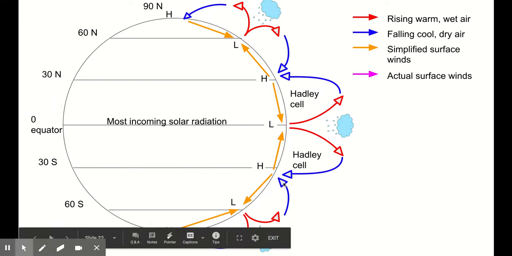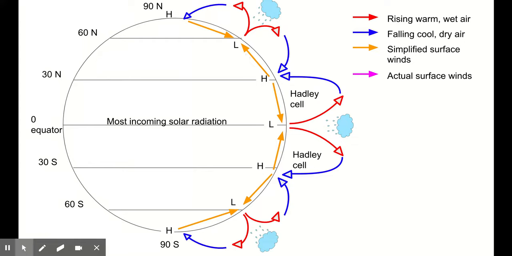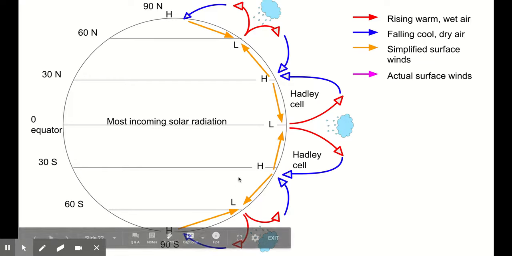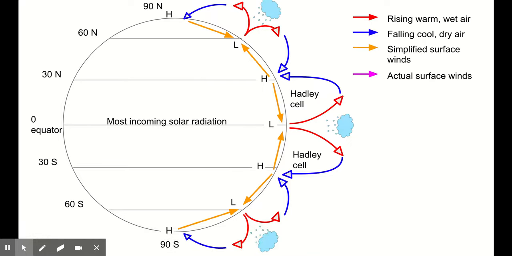Falling cool, dry air. And I added in one more pressure zone right here underneath our rising warm, wet air. We've got our low pressure zone here, our low pressure zone down here. And that completes our air circulation pattern. We've got three air circulation cells here in the Northern Hemisphere, three in the South.